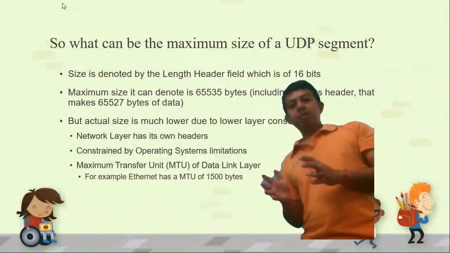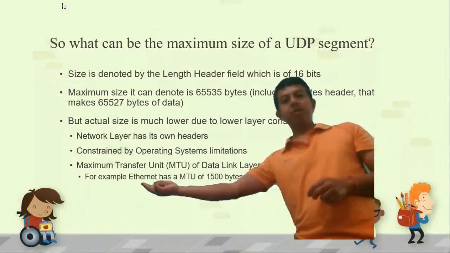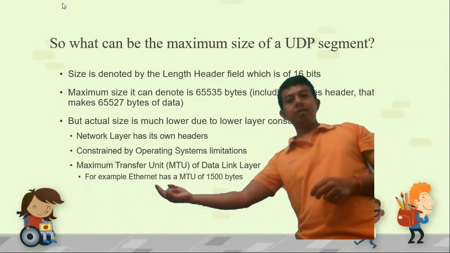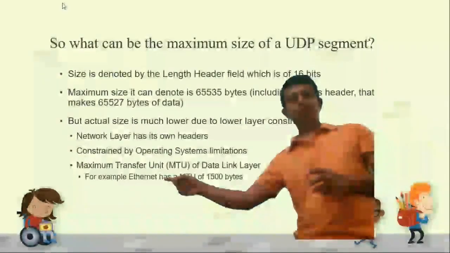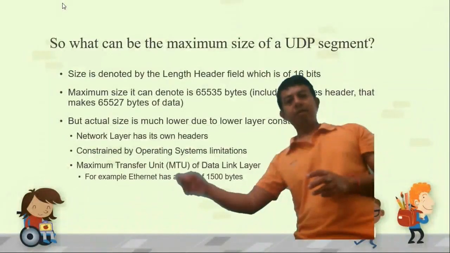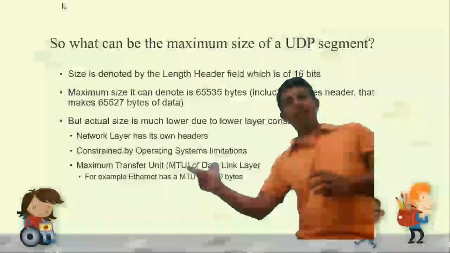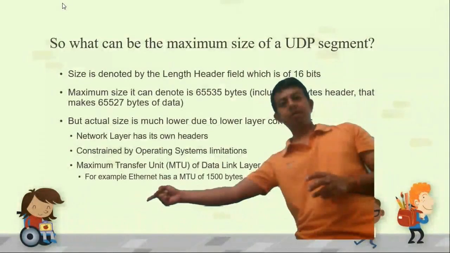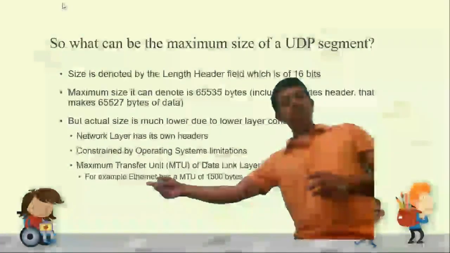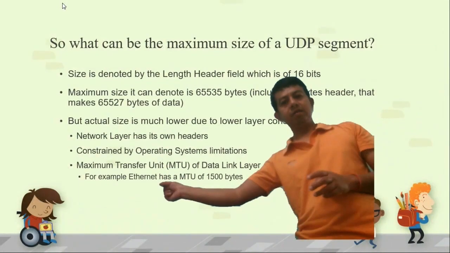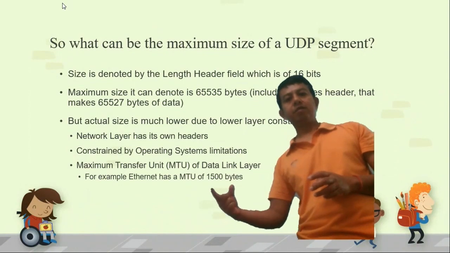As an example, there are different data link layer technologies. If I use Ethernet in the data link layer, which is for LAN, Ethernet has a limitation. That limitation is known as maximum transfer unit. This maximum transfer unit indicates the maximum size of a segment that can be sent over Ethernet. Ethernet is a data link layer technology. So if my data link layer technology uses Ethernet, Ethernet says that the maximum size of a segment can be only 1500 bytes.